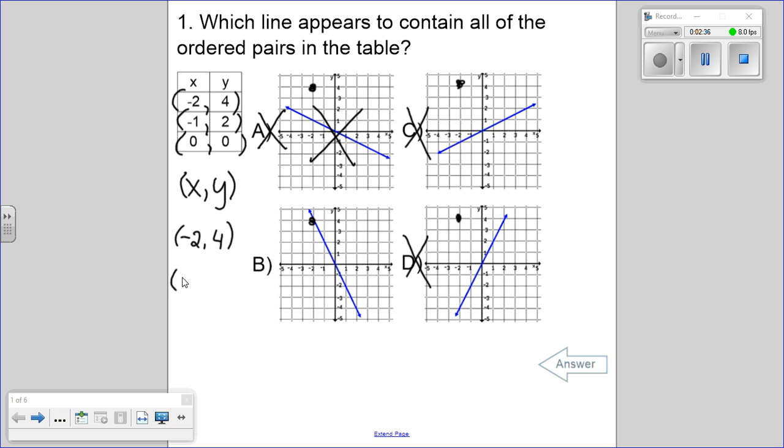To be sure that it works, we also need to check to make sure that the point -1, 2 is on the line and that 0, 0 is on the line. We already know that -2, 4 works. 0, 0, well, that's my origin. That's right here. And again, it's on the line for B, so that works. So now we just check -1, 2. When my x value is -1, we go left 1. Our y value is +2, so we go up 2. And that point is on the line, so B is our best choice here. Let's go to the next question.